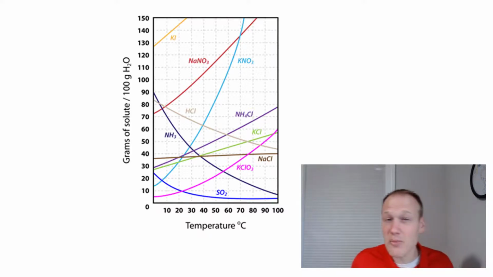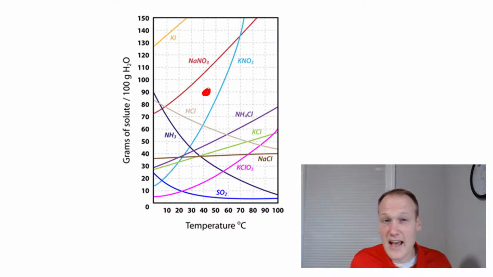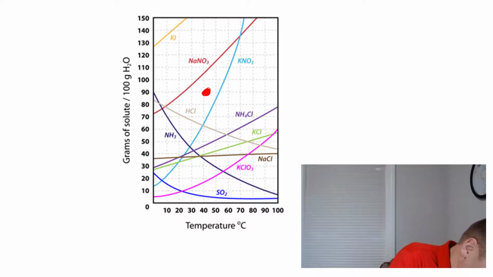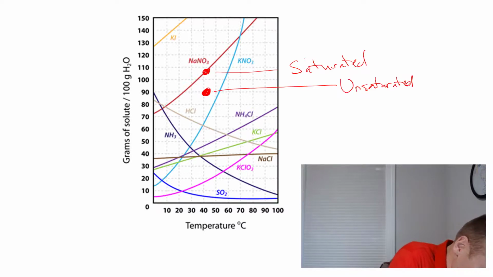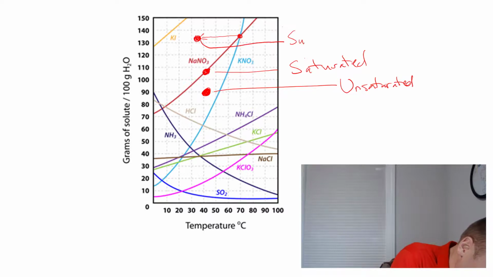In the same way, we can apply our three different terms here. If we are filling this solution anywhere below the line, that NaNO3 line, that means we're unsaturated. That means we could theoretically add more salt to that solution. If we are right on the line, then we are saturated. That's as much as it can hold. And if we heat this solution up to, let's say, 70 degrees and dissolve our maximum, and then cool it off to a place that's actually above the line and it's still holding all that solute, we would call this supersaturated.